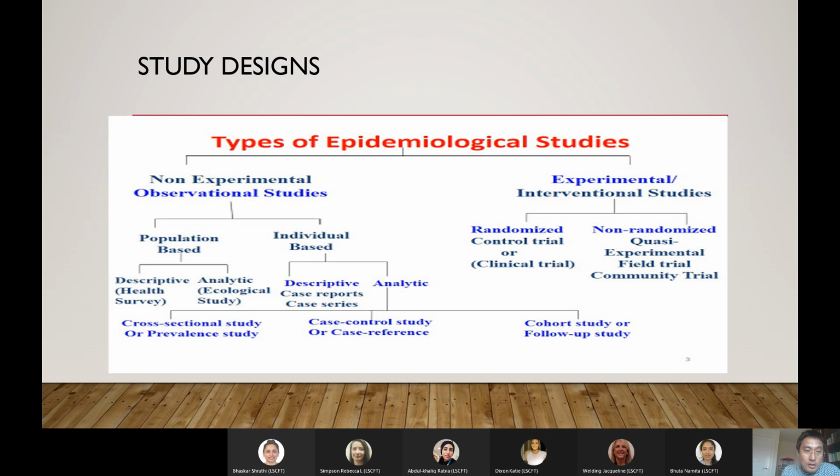Okay, so if you are looking for the population, there might be like health survey or ecological study. If you're doing individual studies, descriptive means you only describe, like case report, case series. So we are going to go into detail of each of the studies. Analytical means there is some kind of quasi kind of intervention. Okay, cross sectional. When you hear cross sectional, prevalence means everything included. There's case control, cohort study.